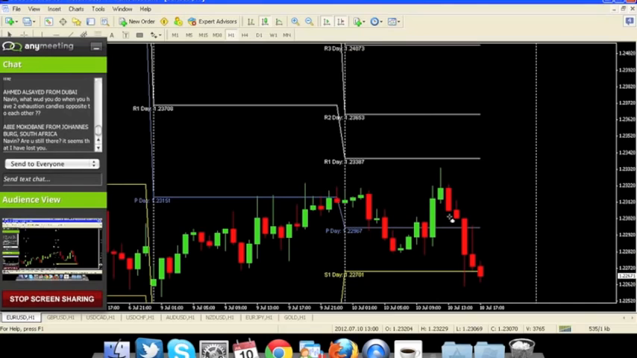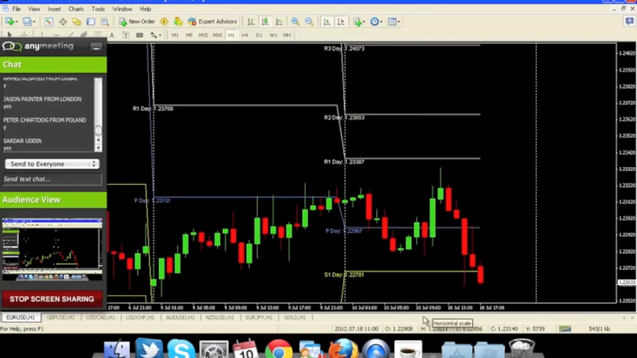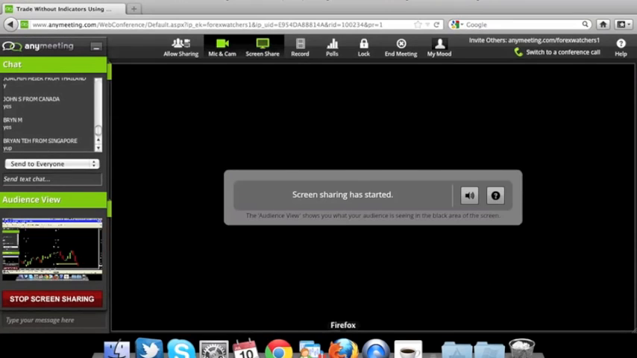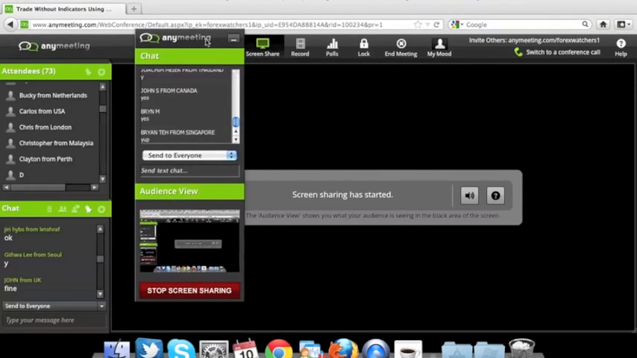Ahmed is saying, Naveen, what do you do when you have 2 exhaustion candles opposite to each other? Okay, that's an advanced question. We'll discuss that later. Abby is saying, Naveen, are you still there? It seems I have lost you. Can everyone still hear me and see my screen? Yes. Okay. Let me turn off the beeps. It'll drive me crazy. Just a moment here. Okay, the beeps are off.